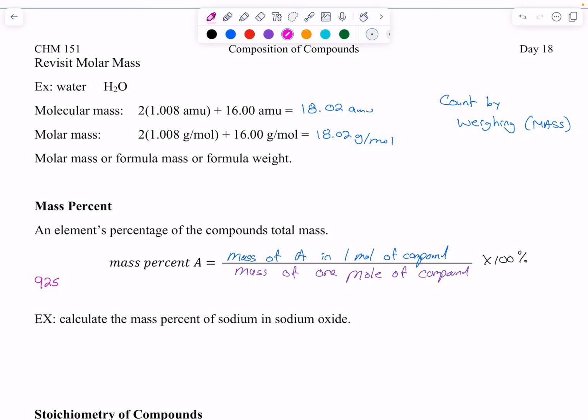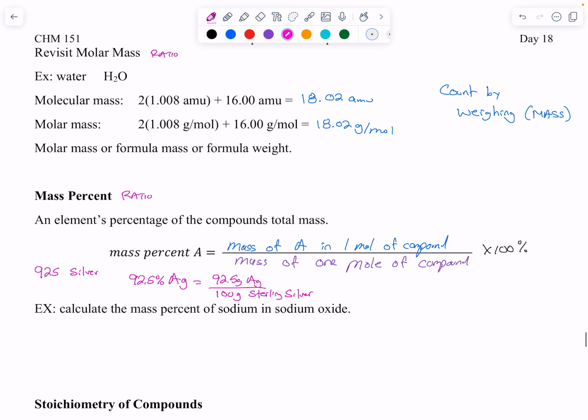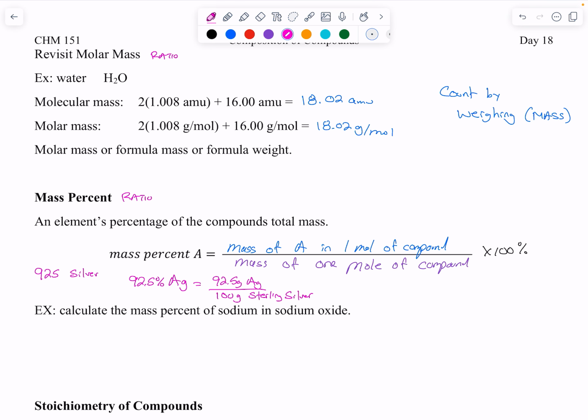So, for example, if you ever had 925 silver, that's 92.5% Ag, which is there's 92.5 grams of Ag in 100 grams of sterling silver. So there you go. That's mass percent. That's what we'll use it as. It's a ratio, right? Just like molar mass is a ratio. We like ratios. All right, so calculate the mass percent of sodium in sodium oxide.